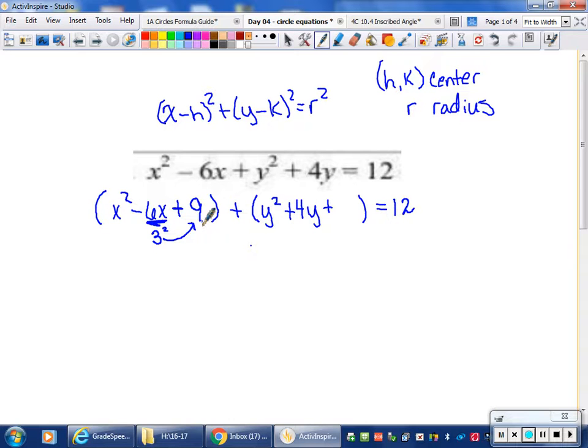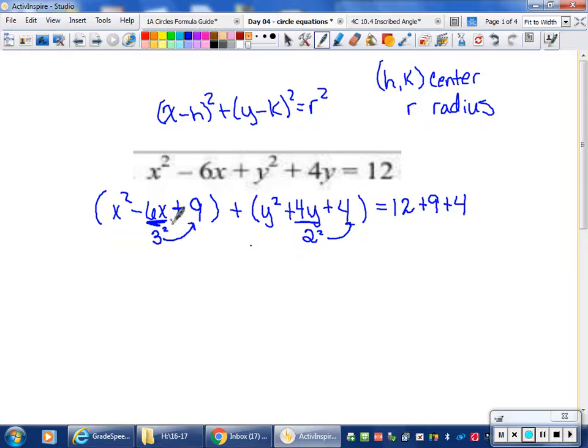Now, I've added 9 onto this equation, onto the left side. Well, what I do to one side, I have to do to the other, so I need to come over by the 12 and put plus 9. You repeat the process with your y variables. So I look at the 4, and I go, what number plus itself gives me 4? That's 2. So I square it and plug it in as my third term of my trinomial, so 4. Now, because I added 4 here, I must add 4 to the right side of my equation also. Okay?